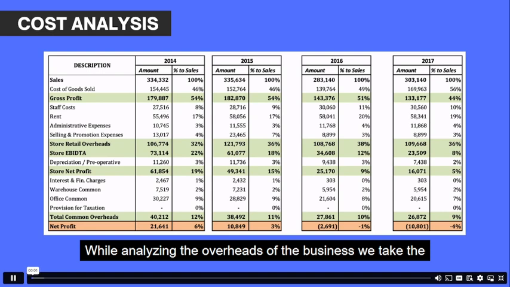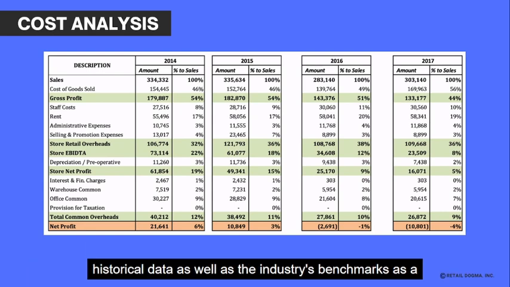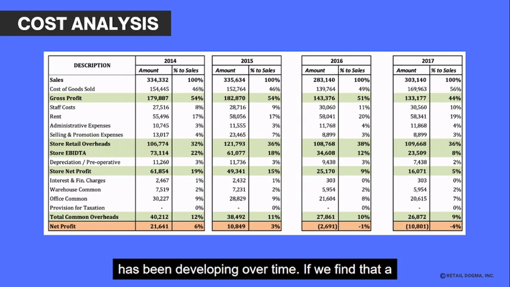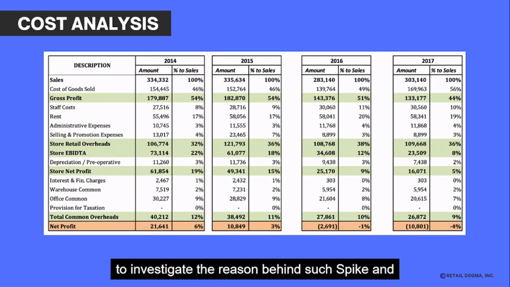While analyzing the overheads of the business, we take the historical data as well as the industry's benchmarks as a reference. Our multi-year P&L statement that we generated at the beginning of this process will show us how each cost line has been developing over time. If we find that a certain cost line has suddenly seen a big increase, we need to investigate the reason behind such spike and whether or not it's justified.